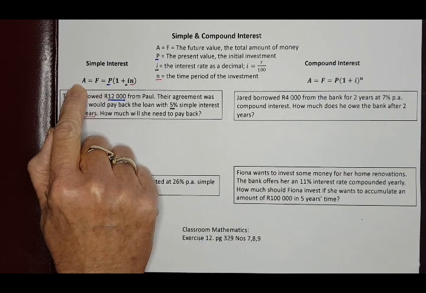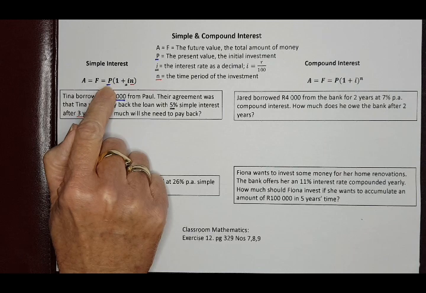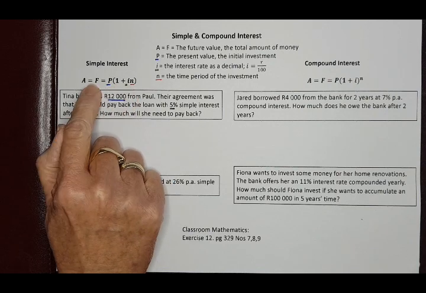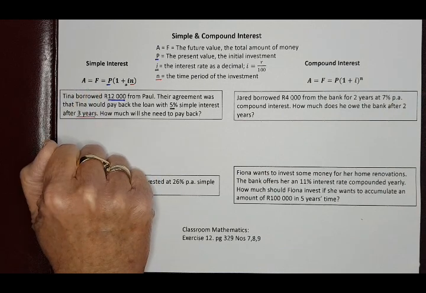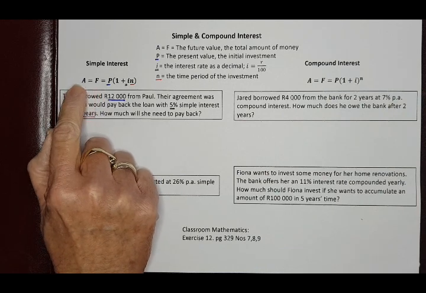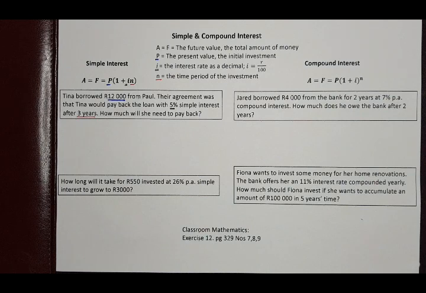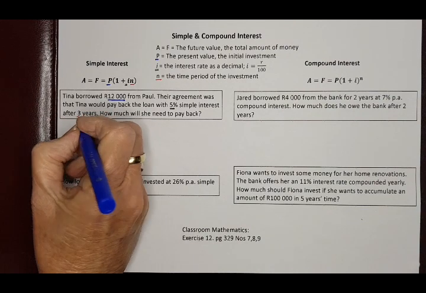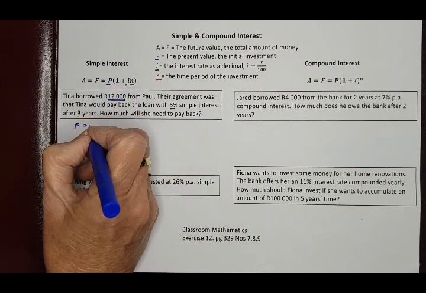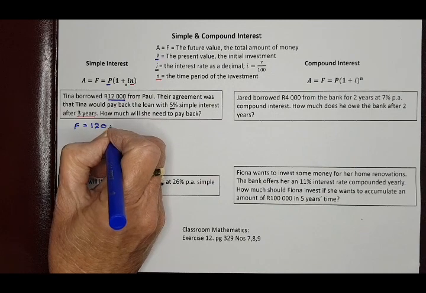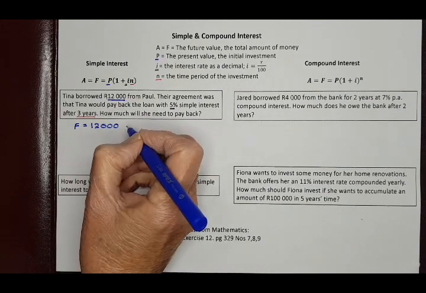Now, the core math syllabus uses A is equal to P(1 + in). The AP syllabus uses F. The two letters are interchangeable. Either means the total amount of money you will have at the end of your time period. So in this particular case, we're trying to find F. The initial size of her loan in this case is 12,000.